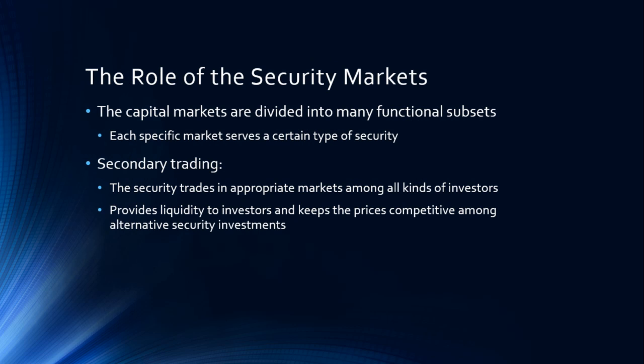The role of the security markets. The capital markets are divided into many functional subsets. Each specific market serves a certain type of security. Secondary trading: the security trades in appropriate markets among all kinds of investors, provides liquidity to investors, and keeps the price competitive among alternative security investments.